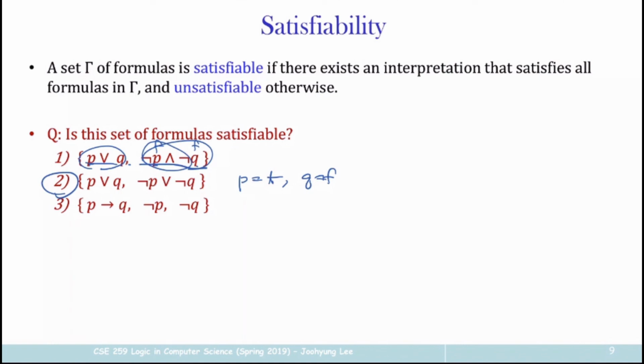Okay, so the answer is true, right? So you can argue this way. These two formulas have to be true, right? So then P must be false and Q must be false. In that case, P implies Q is also true. So this interpretation makes all three formulas true. Done. And that's actually the only interpretation that makes it true.